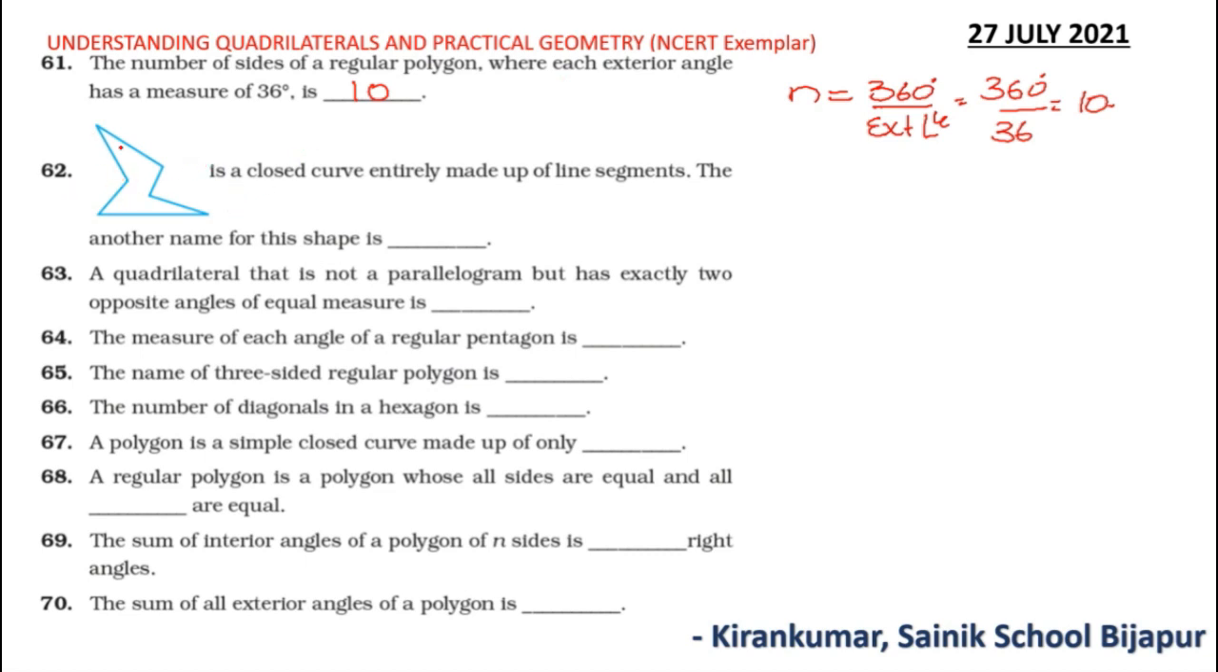Question 62, they have given a figure is a closed curve entirely made up of line segments. The other name for this shape is. You count the number of sides here: 1, 2, 3, 4, 5, 6. There are 6 sides. When 6 sides are there, it has to be a hexagon. Here, when you observe, if you join this, we get diagonals outside. We can say this is a concave pentagon. Sorry, concave hexagon.